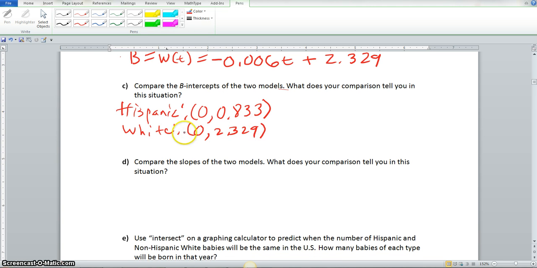Also, we must remember that these intercepts are talking about the millions of babies born in 2000. This is how many Hispanic babies were born in the millions in 2000, and this is how many white babies were born in the year 2000. So what we could do is find the difference. We would have 2.329 minus 0.833. That would give us a difference of 1.496 million.